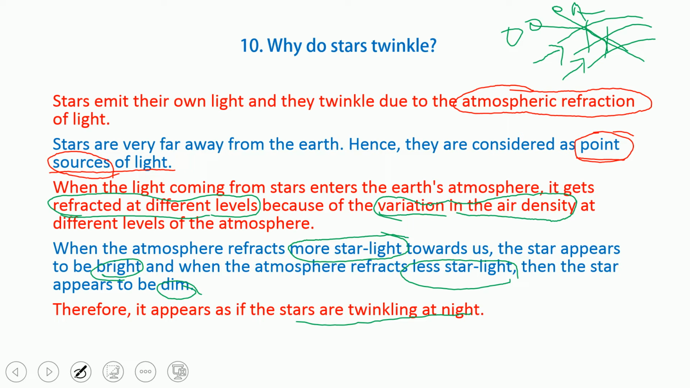When the atmosphere refracts more light towards us, the star appears to be bright, and when the atmosphere refracts less starlight, then the star appears to be dim. Therefore, it appears as if the stars are twinkling at night. Sure? Understand it? Okay. Then we will move to the other one.